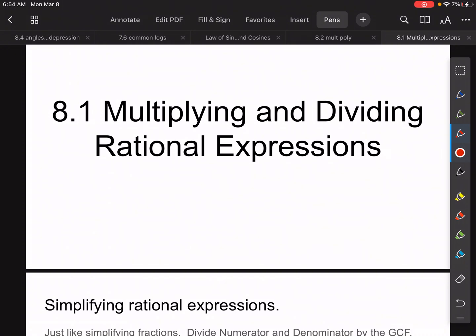Alright guys, 8.1. This is going to be a long lesson, so get some popcorn. Here we go. 8.1, multiplying and dividing rational expressions.